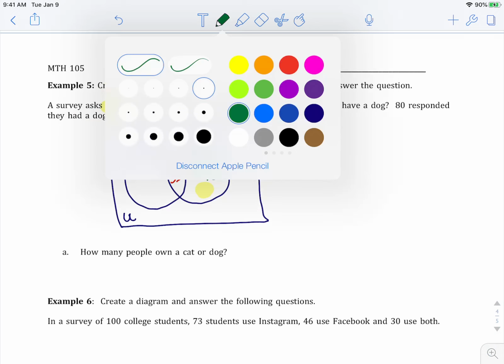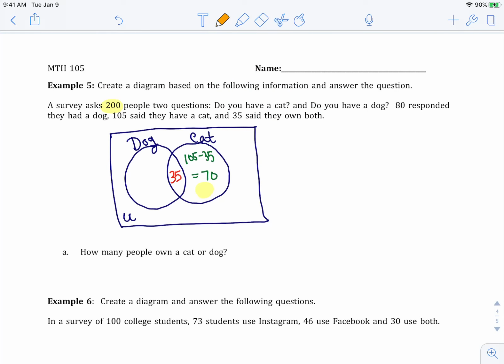And so if I go over to this one, dog, it says 80 responded they have a dog. Well, now it's 80, take away the both, and you end up getting 45. And so to check your work, if you did 45 plus 35, great, we have 80 own a dog. If we do 35 plus the 70, we have 105 that own a cat.